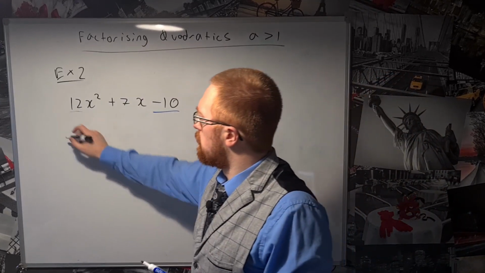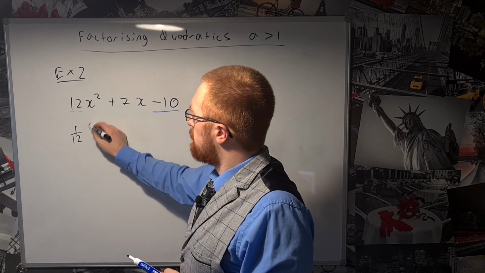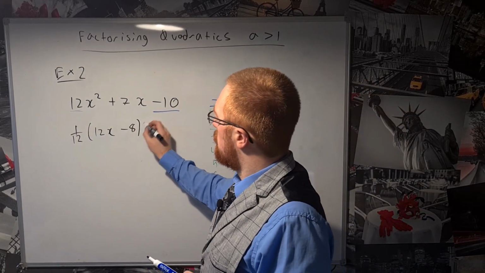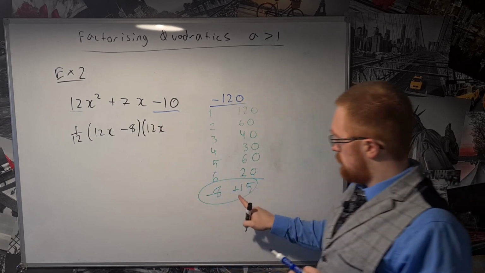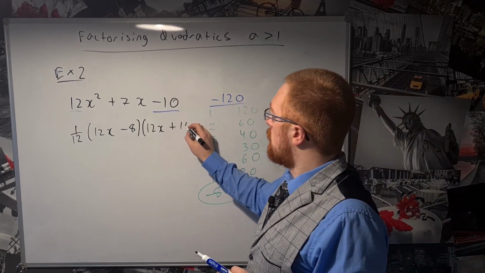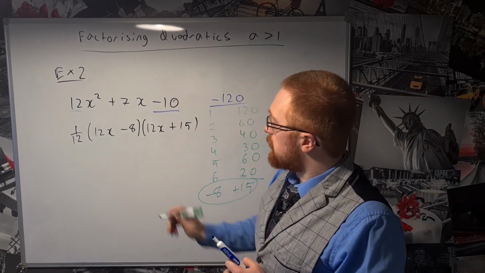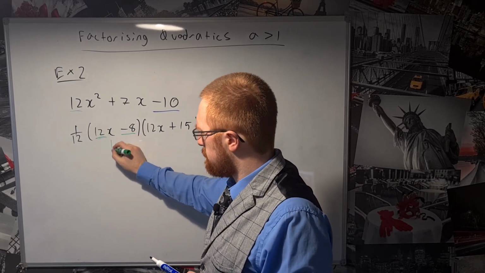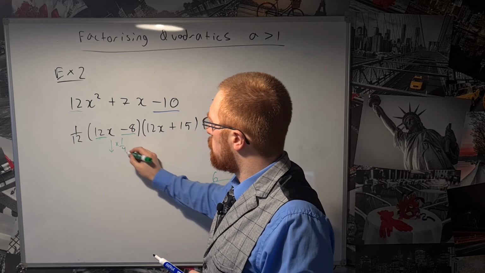So same method as before, the 12 is a 12th, 12x minus the 8, 12x plus the 15. So highest common factor of 12 and 8 is 4. So we're going to times by a quarter.